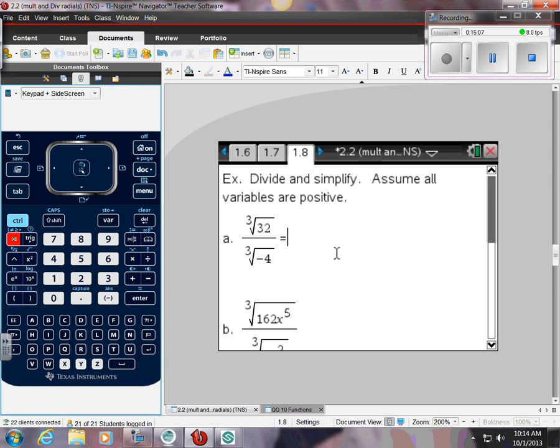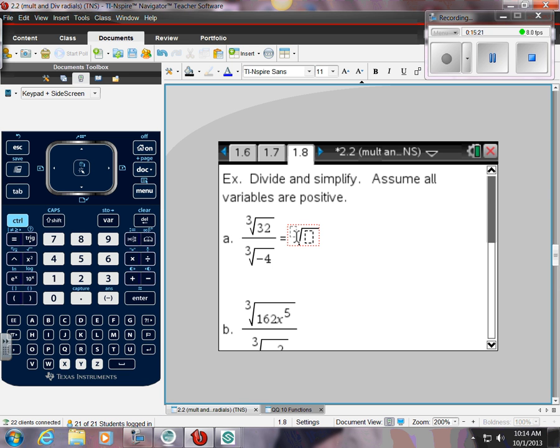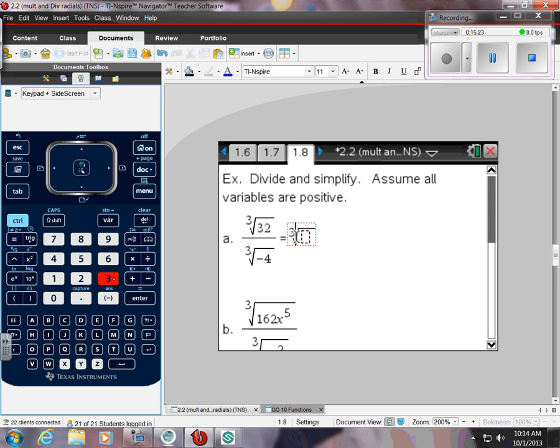All right. Cube root of 32 divided by the cube root of negative 4. We're going to divide. So what is 32 divided by negative 4? Why does it keep doing that? Yeah, so I've got the cube root of negative 8. Okay, great.